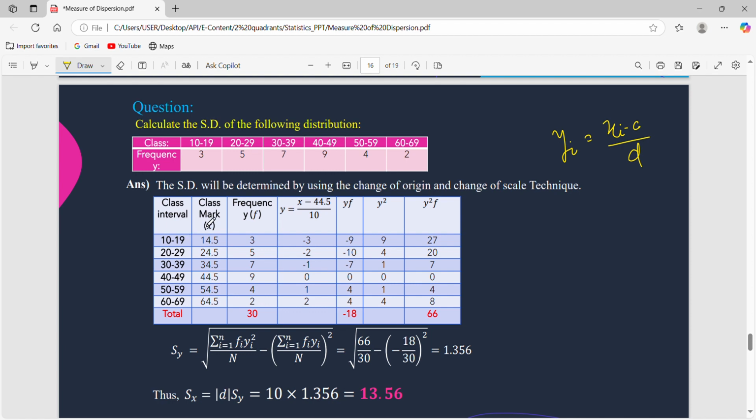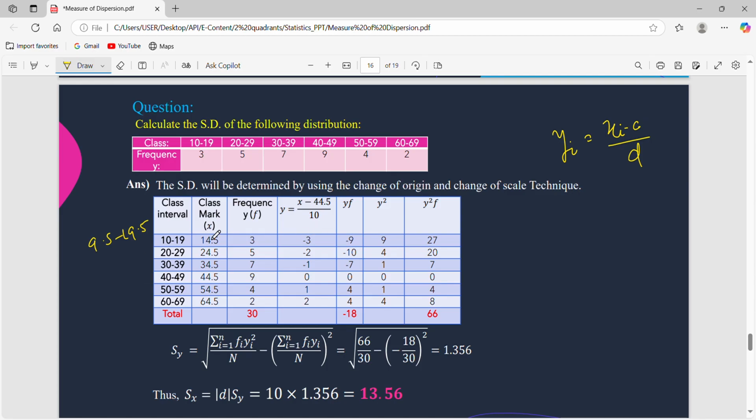Okay. So yi equals xi minus c by d. Just see that here c equals, how do you find c? Already I told you. We have to check how many points are there: 1, 2, 3, 4, 5, 6. Among the 6 points, these two are in the middle. Between these two middle values you take the higher value, that is 44.5, and divide by 10, because after the class boundary you will find 9.5 to 19.5. So in that scenario you will find d equals 10. That's why I've written 10 here.